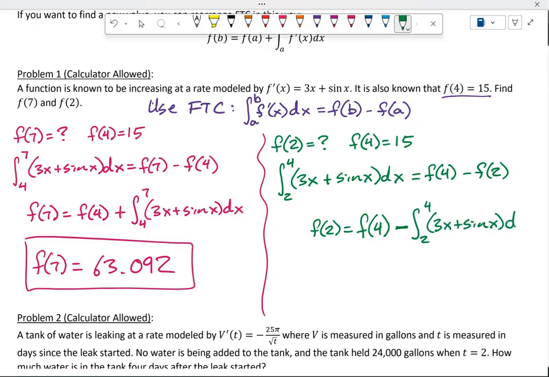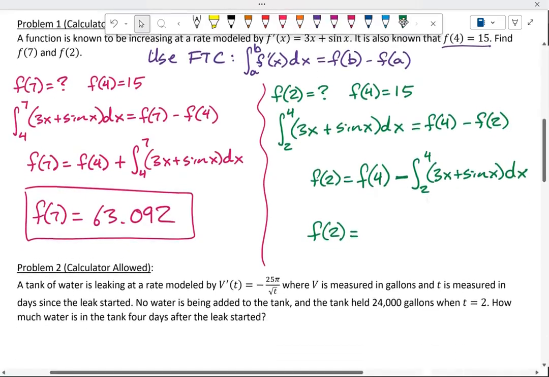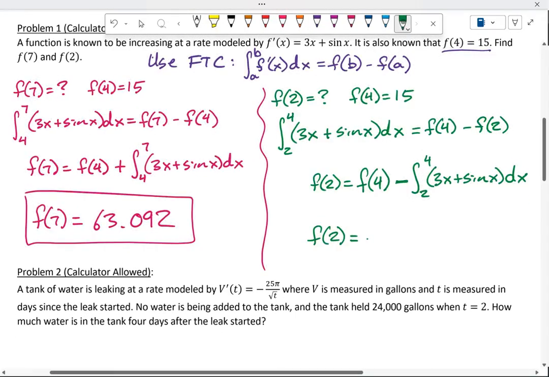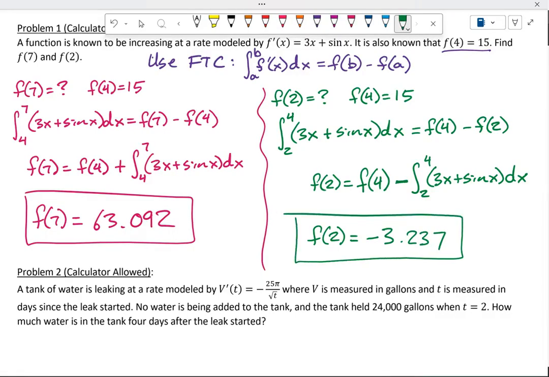So that is where we have to be careful in these problems. You have to know where things are going. Which one are you solving for? All right. Go ahead and plug that into your calculator, and what do you get for f of 2? All right, what are you getting? Negative 3.237. Do we all agree with that number? Hopefully, because that is correct.